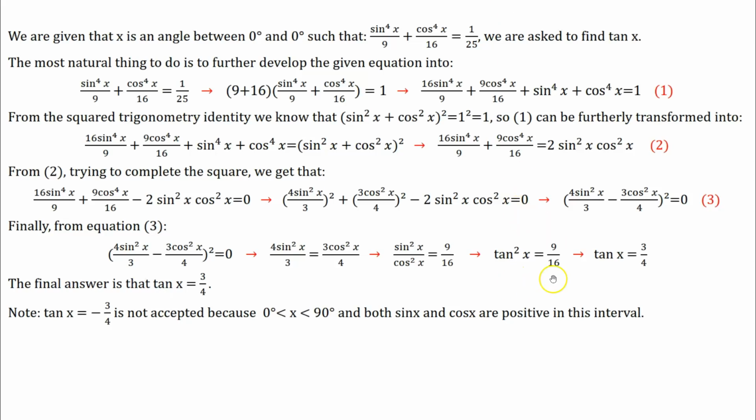Note that from this equation we could also deduce that tangent x is equal to minus 3 divided by 4, but this value is not accepted because we are given that the angle x is between 0 and 90 degrees. So both sine x and cosine x are positive in this interval. So the ratio will also be positive, and the only acceptable answer is tangent x equal to 3 divided by 4.